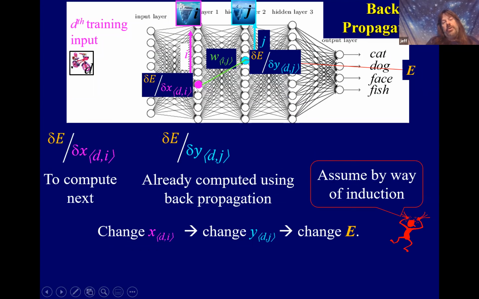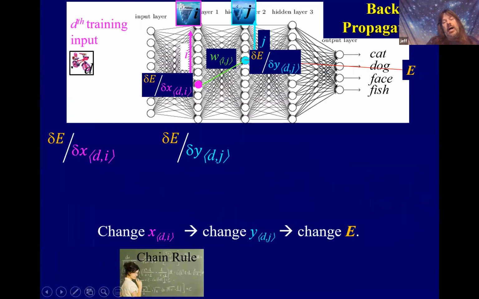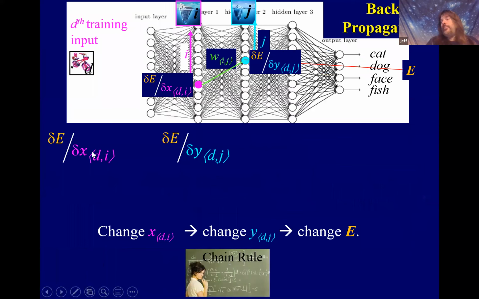And what we want to compute is this derivative. So this is what we want, right? Given this, we want to compute that. And again, we use the chain rule, right?